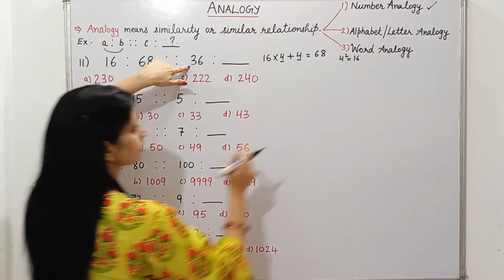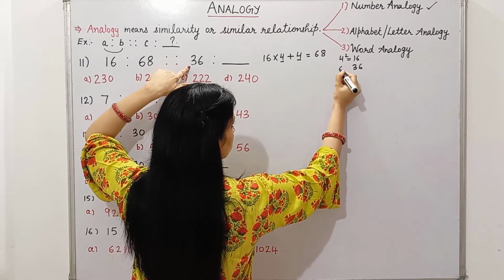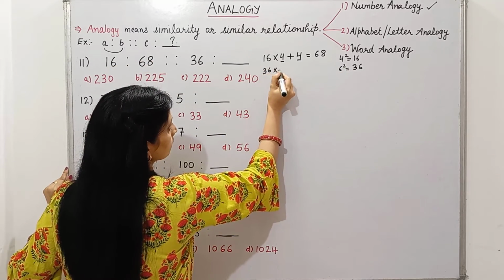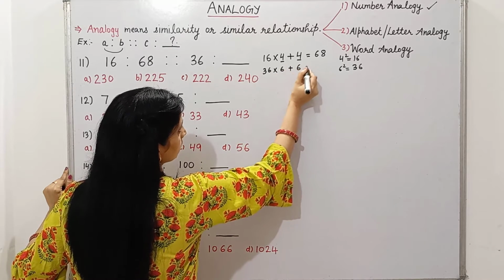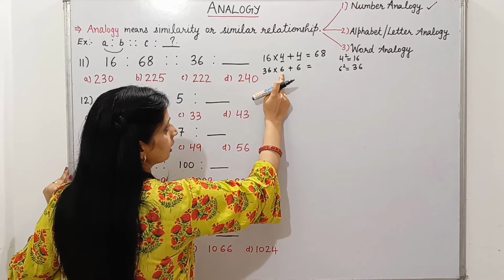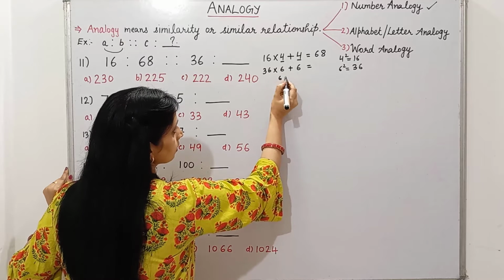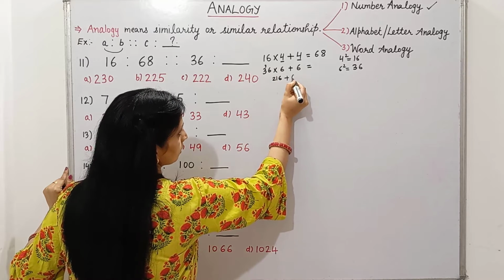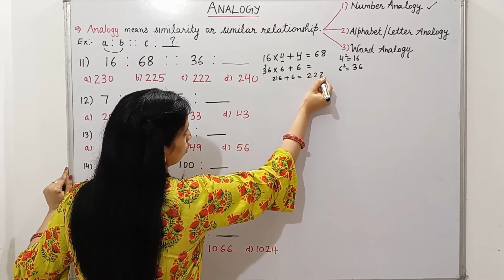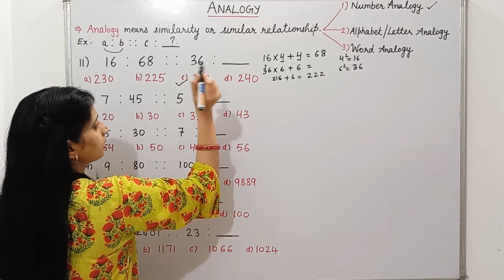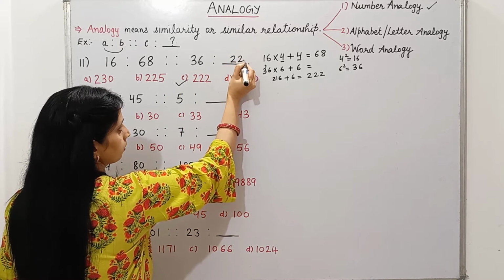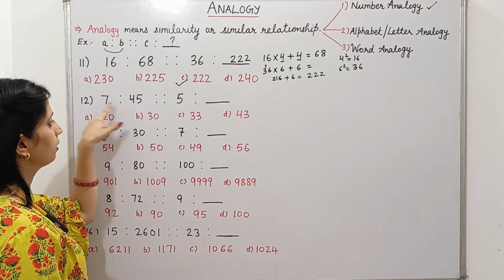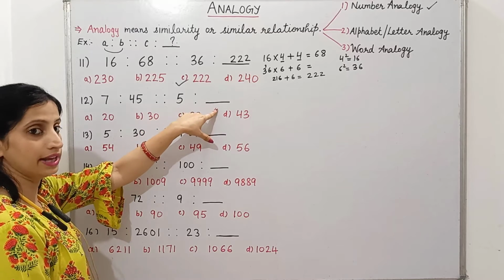Now here 36 is a square of 6. So now if we multiply 36 by 6 and add 6, then what will we get? 36 multiplied by 6: 6 6s are 36, 3 we carry. 6 3s are 18 and 3 is 21. So 216 plus 6, that is 222. 222 is our C option. So this will be our correct option. So write 222 here. Now the next is 7, 45, 5 and dash.